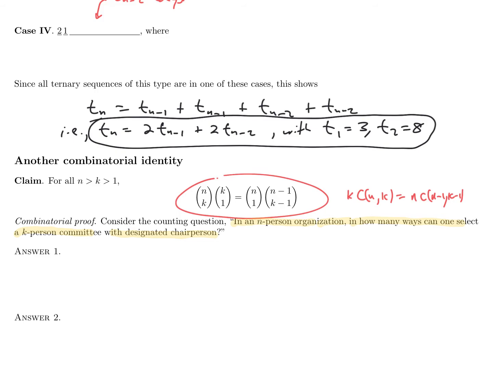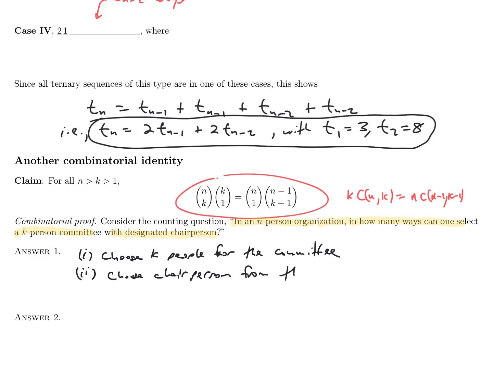So I can do this in 2 different ways. One way would be to do a 2-step algorithm, where step 1 is choose the whole committee. So I'm going to choose k people for the committee. And this is what you might do in real life if you were organizing this committee. You might select the committee first, and then let the committee decide on who its chair is. So the committee could elect their chairperson. But they're choosing the chairperson from the people that are on the committee.